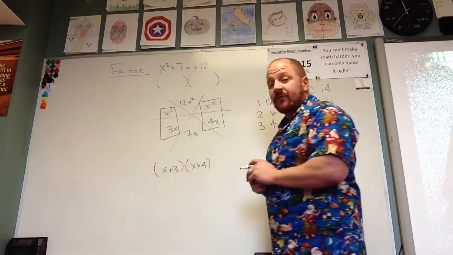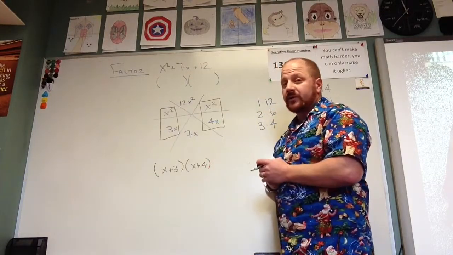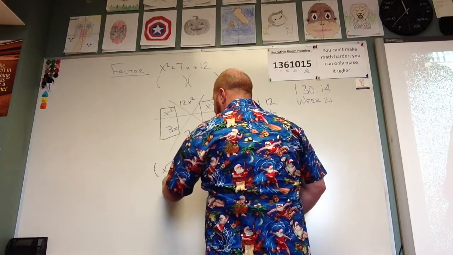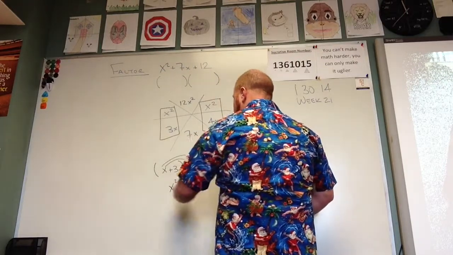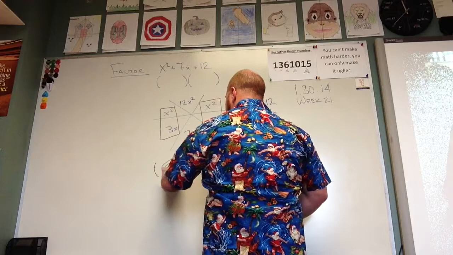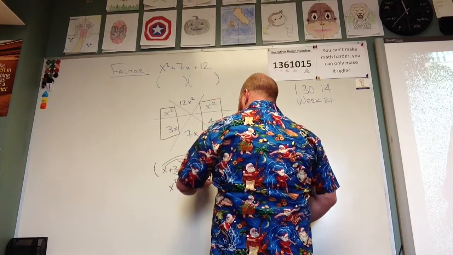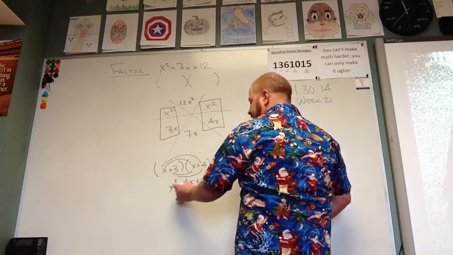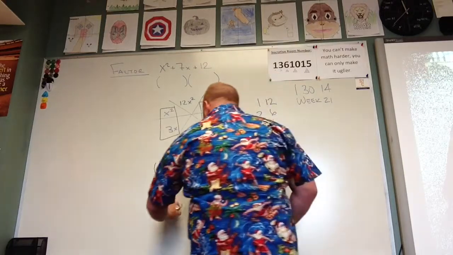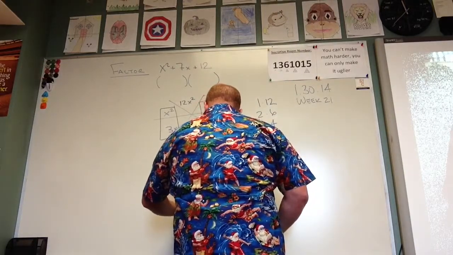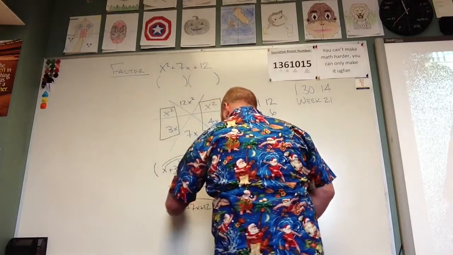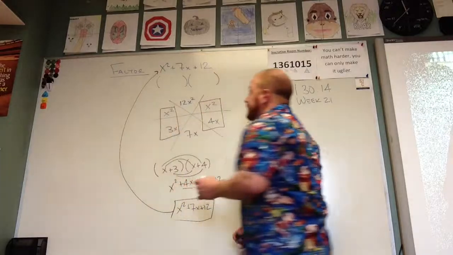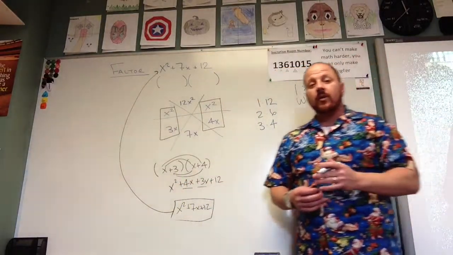And now we can see if we were to FOIL this back out, we can always FOIL to check our work. X times x is x squared. X times 4 is 4x. 3 times x is 3x. And 3 times 4 is just 12. And when I simplify the like terms in the middle here, I'm going to get x squared plus 7x plus 12. And if I come back up here, that's right where I started. So I got back what I wanted to.